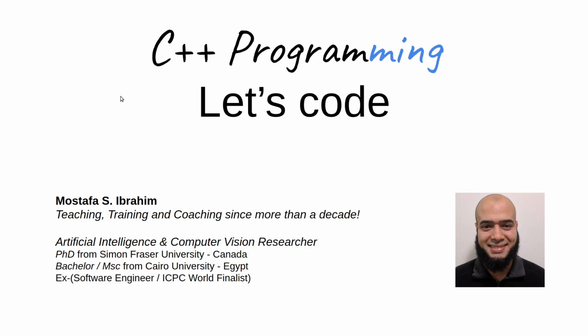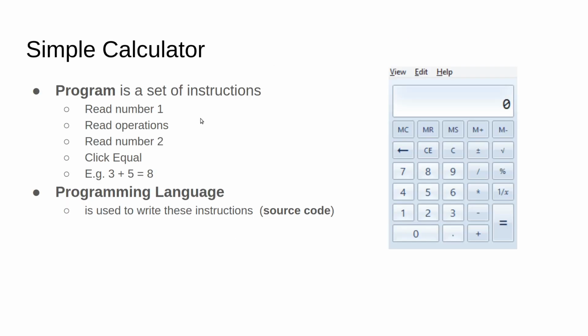In this session, we will code our first program. Let's open a calculator, enter 3 plus 5 to get 8. To program that, we need to state the exact set of instructions. The program needs to read number 1, read operation, read number 2, then we ask to get the result.